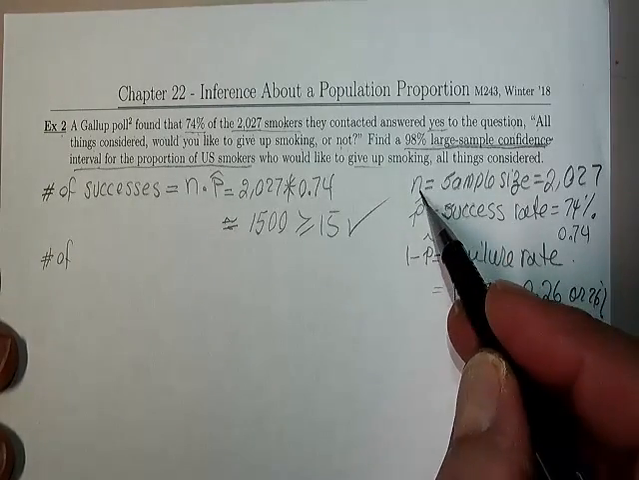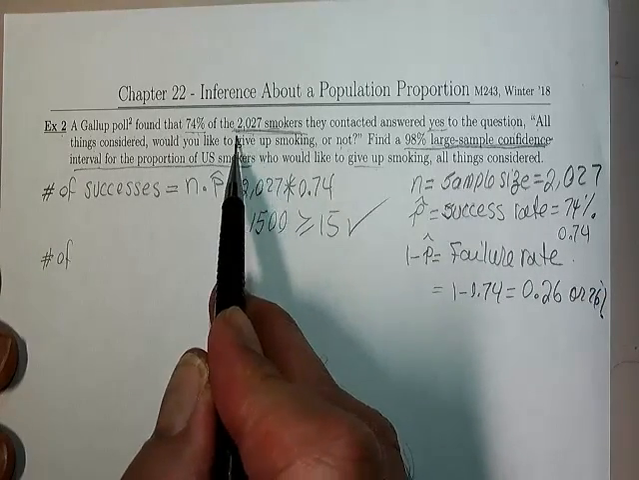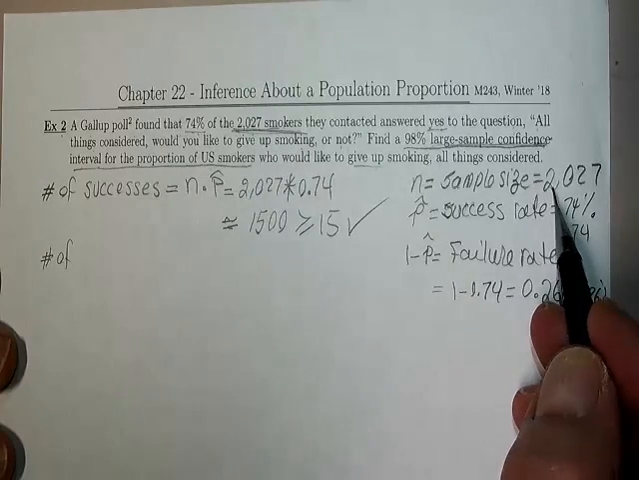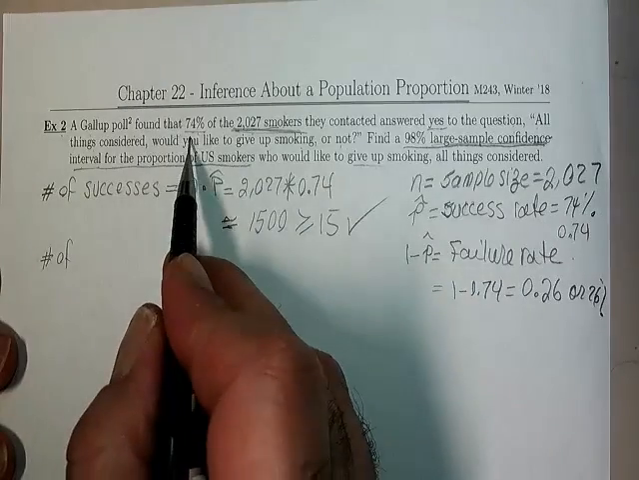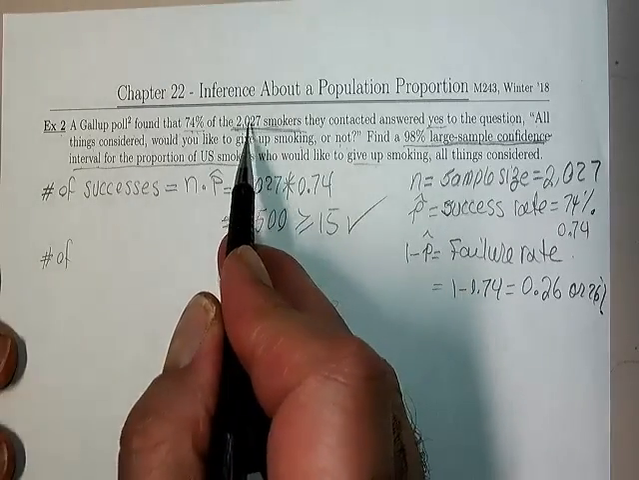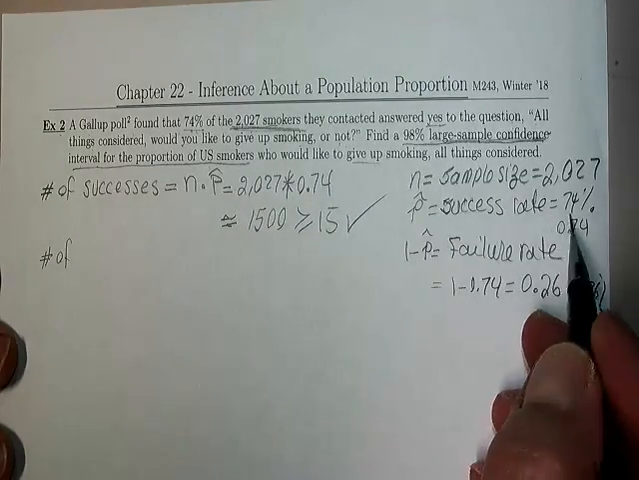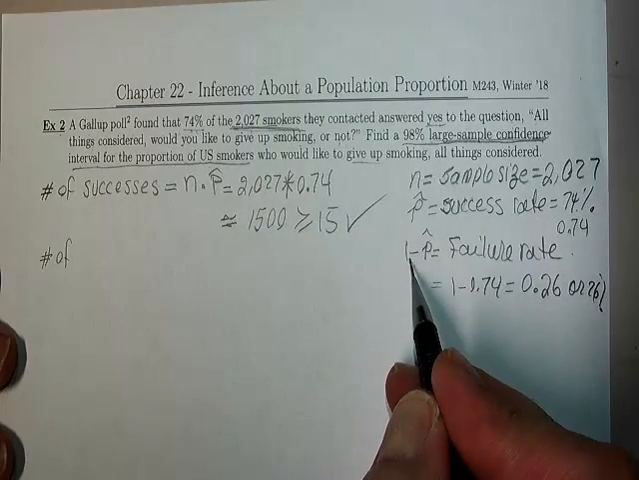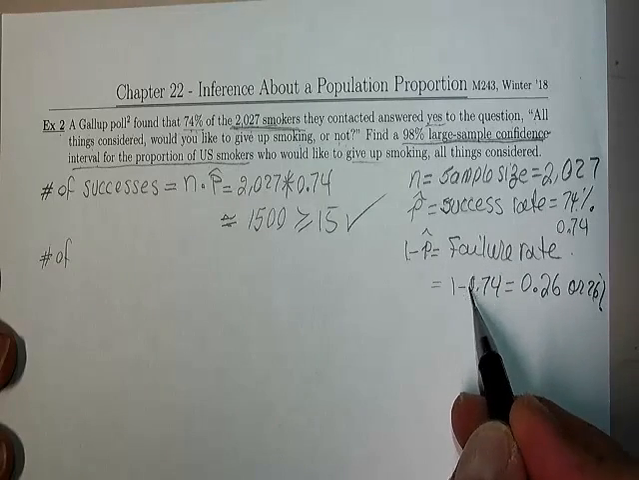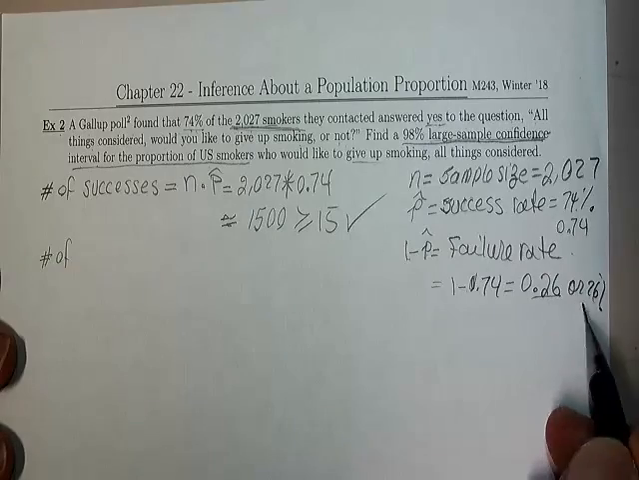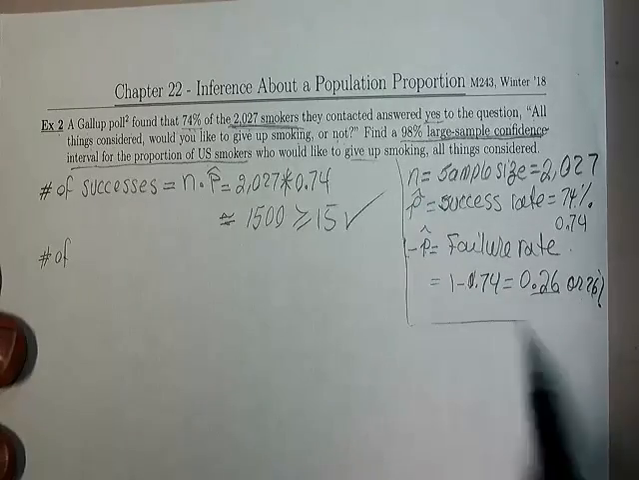Here the size of the sample is the 2027 smokers who answered. The success rate was 74%. If the success rate is 74%, the failure rate would be 1 minus 0.74, which is 0.26 or 26%. That is the failure rate. So we got those out.